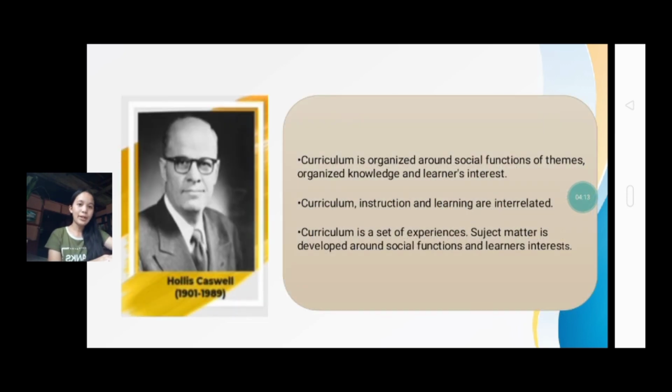So the next person is Hollis Caswell. He was an American educator who organized curriculum around social functions, themes, organized knowledge and learners' interest. Curriculum, instruction and learners are interrelated, and he stated that curriculum is a set of experiences. Subject matter is developed around social function and learners' interest.